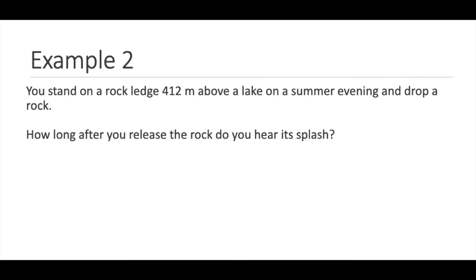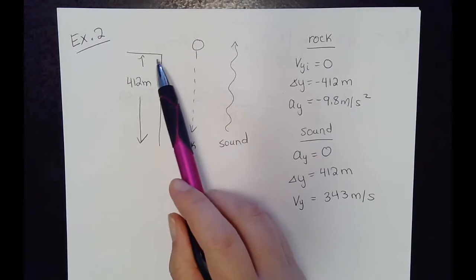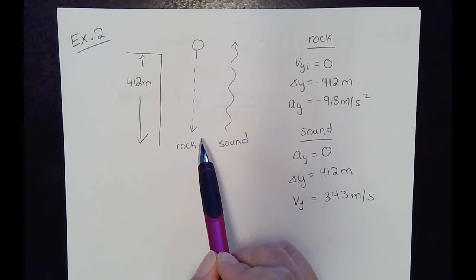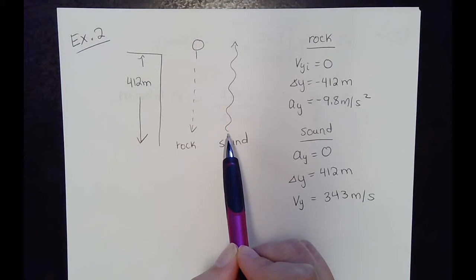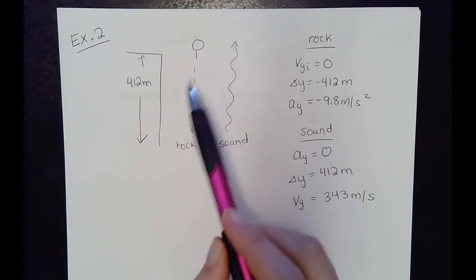Example 2, you stand on a rock ledge 412 meters above a lake on a summer evening and drop a rock. How long after you drop the rock do you hear it splash? Okay, and let's assume the speed of sound is 343 meters per second. So it looks something like this. You're standing on the top of the cliff. I've moved it over, but at this height, and you drop the rock, and then you don't hear the sound until the sound wave from the splash travels up that distance and reaches your ear.